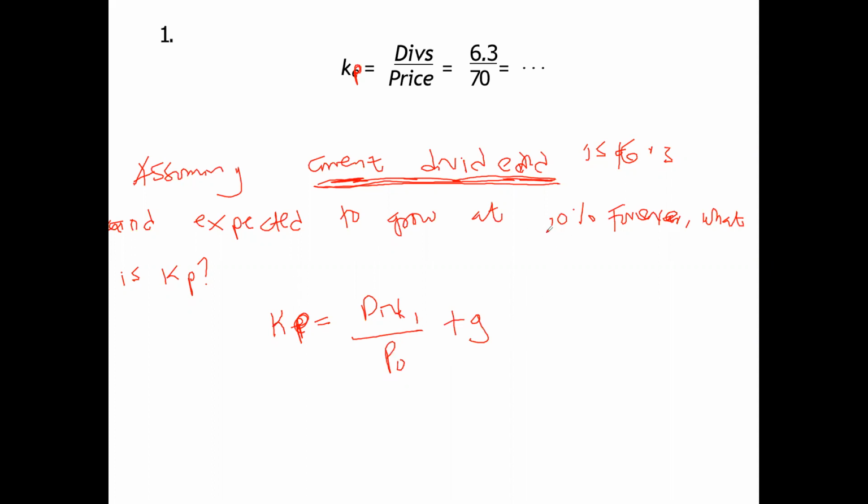So we would have to grow it before we do so. Dividend 1 will be 6.3 into bracket 1.10, as in you grow it by the 10% before you do this. You have to grow it. So that's 6.93. So it becomes 6.93 over the price of 70 plus the growth rate, which is 0.1.